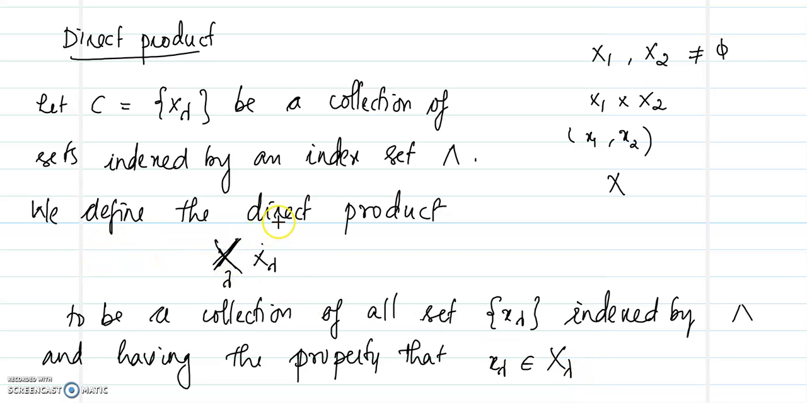So we define the direct product of capital X lambda to be an ordered-pair-like object, a set which is indexed by the index set capital Lambda, such that each element small x lambda belongs to capital X lambda. So the first element will belong to capital X1, the second element will belong to capital X2. That is the definition of the direct product.